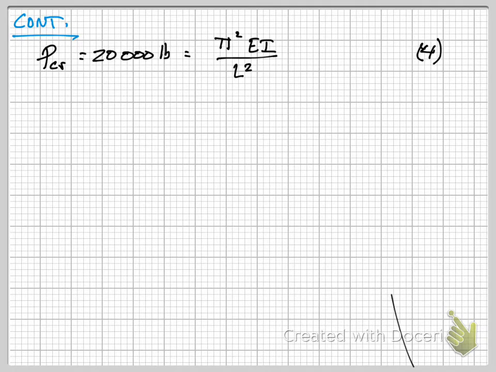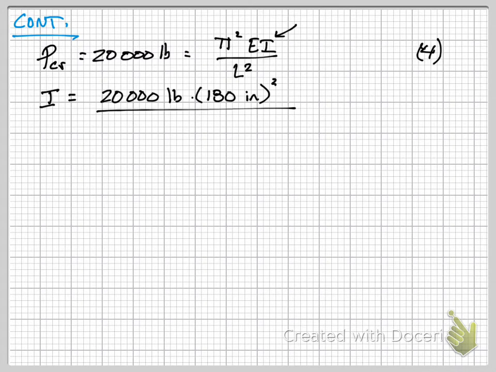Now I can plug in, I'm sorry, I misspoke. We can solve equation 4 for I, which is what we need. In this case, I is going to be equal to this 20,000 pounds times our L squared, 180 inches, divided by pi squared, and E, we said, was 29 million, and that's pounds per square inch. This is my equation 5.